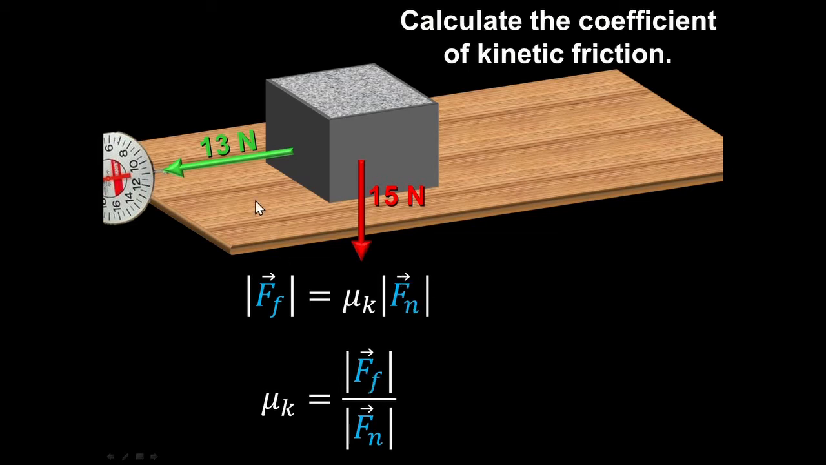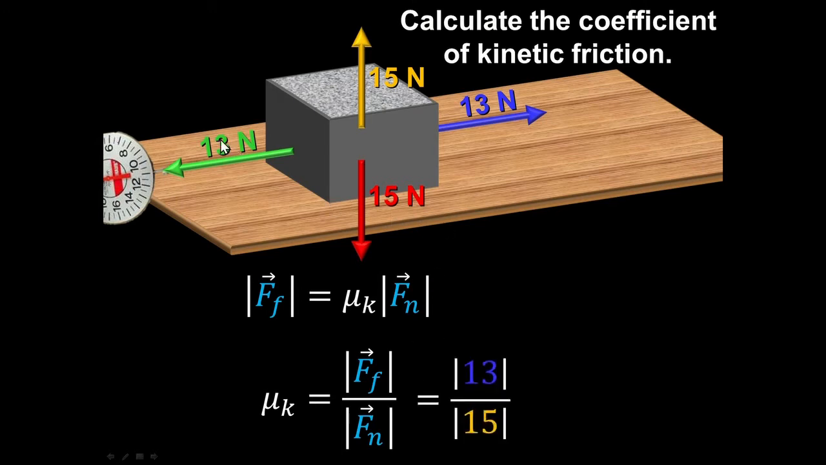But I want to make sure we see that it's not 13 divided by 15 to give us this. It's when I pull with 13 newtons here, friction pulls back equally, so that the net force was 0 if it's moving at a constant velocity. And if gravity's pulling down with 15, the surface must have been pushing up with 15. So it's not 13 divided by 15, it's 13 divided by 15, if that makes sense.